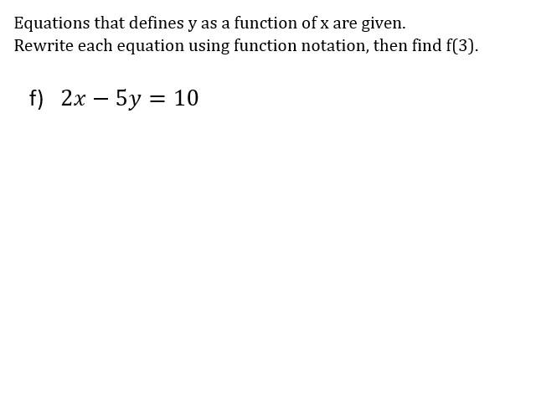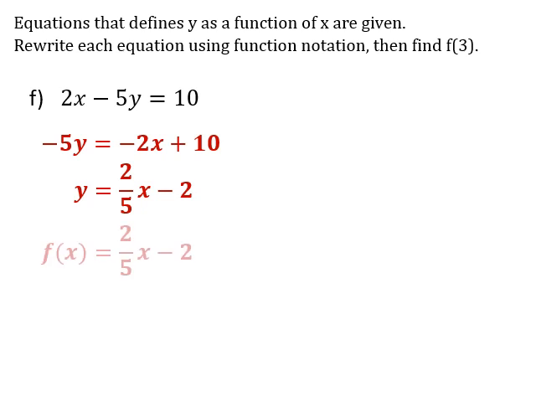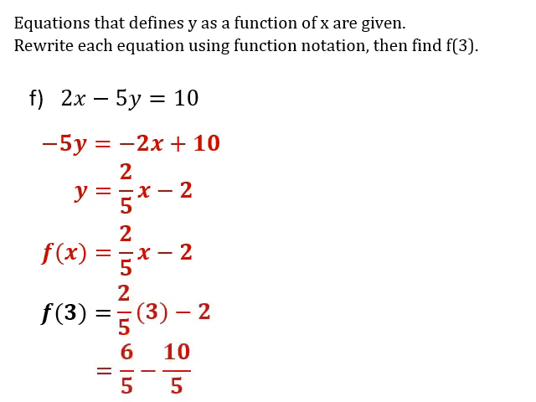All right, so let's rewrite this and solve it for y. Think of it as a literal equation that we're solving for y. So first thing we do is we move the 2x to the other side, and then we divide through by negative 5. All right, and then instead of y, we want to replace y with f of x. So we have f of x equals 2/5 x minus 2. And finally, we want to know what f of 3 is. So we plug a 3 in for x, and then we just simplify and get negative 4/5.